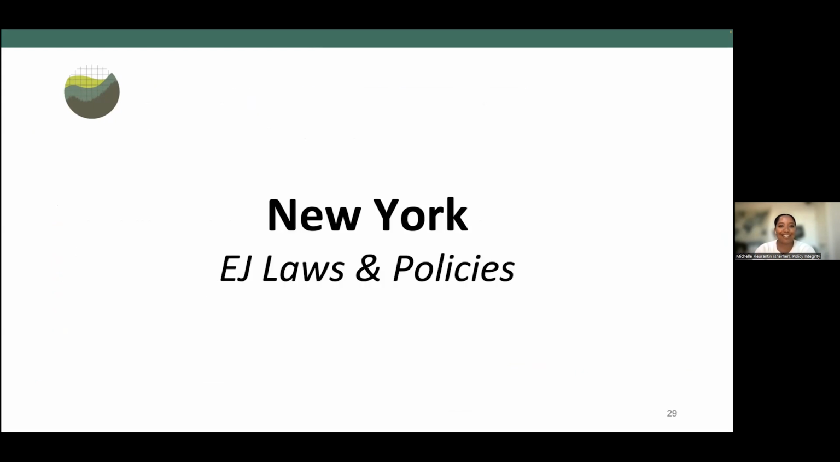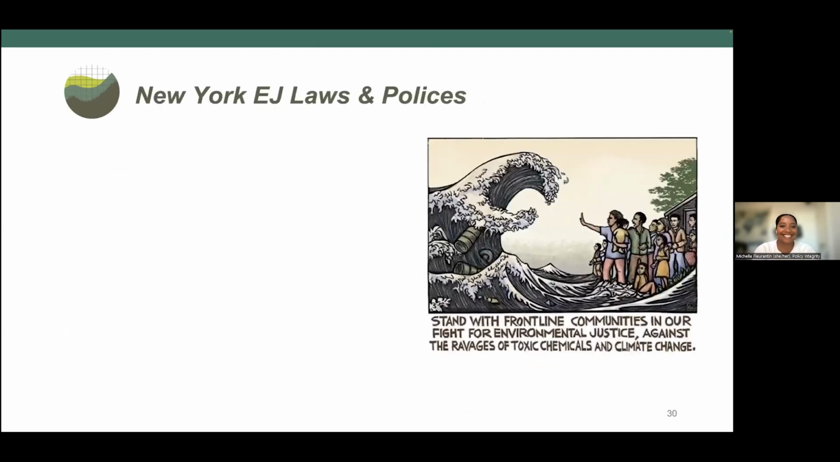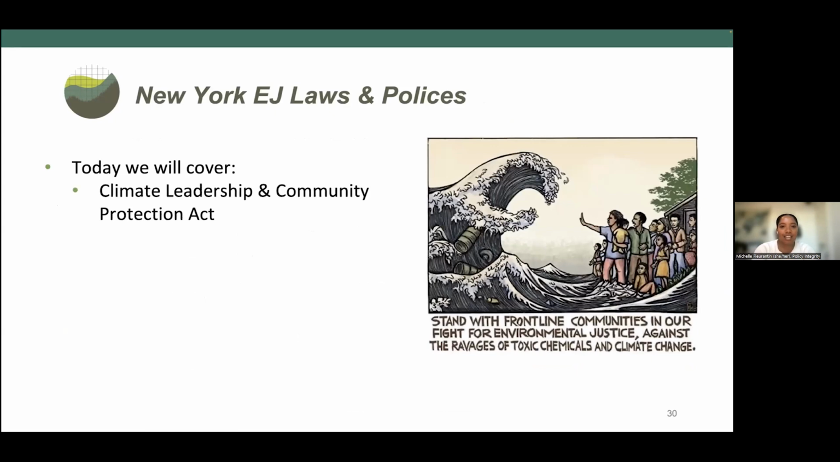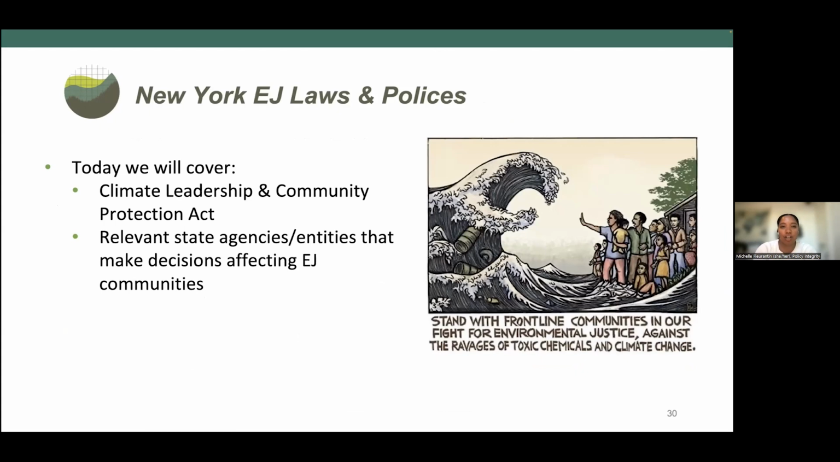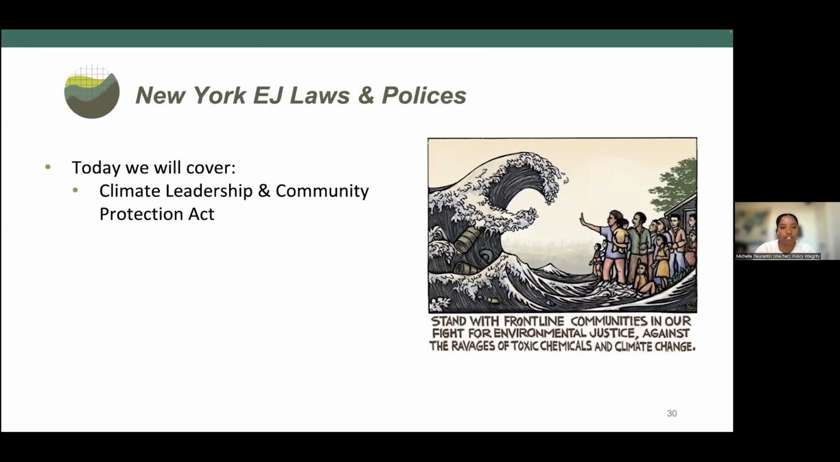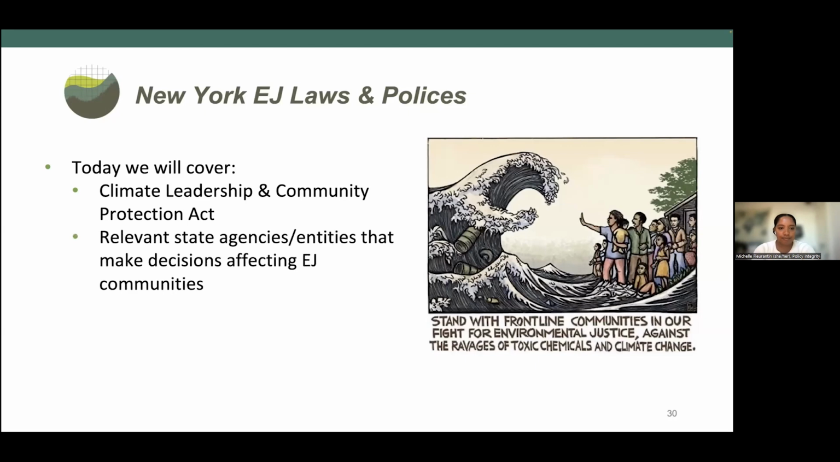So now we're going to dive into New York. So today we're going to cover a few environmental justice laws. The first being the Climate Leadership and Community Protection Act, which is an environmental law that has some EJ provisions in it. And then we're going to talk about relevant state agencies and entities that make decisions affecting EJ. And we'll talk about New York's own version of its environmental justice law.